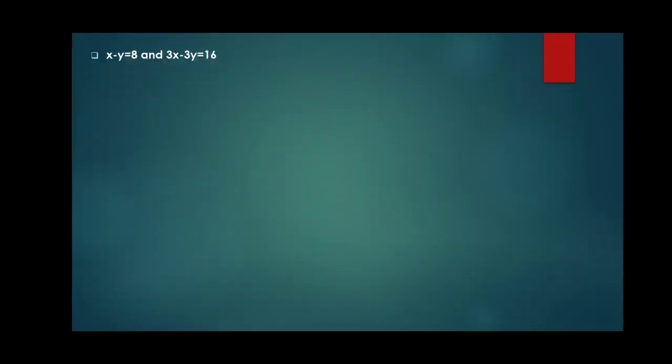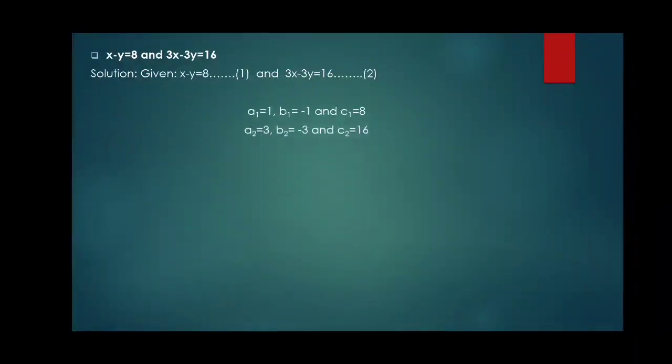For the second set of equations, that is x minus y is equal to 8 and 3x minus 3y is equal to 16. So first, given x minus y is equal to 8 is our first equation and 3x minus 3y is equal to 16 is our second equation. So let's write down the coefficients. From equation 1, that is x minus y is equal to 8, we have a1 is equal to 1, b1 is equal to minus 1. Here you can see that we have minus y, so the coefficient is minus 1. The sign at the left side of the variable or a number determines whether it is positive or negative.